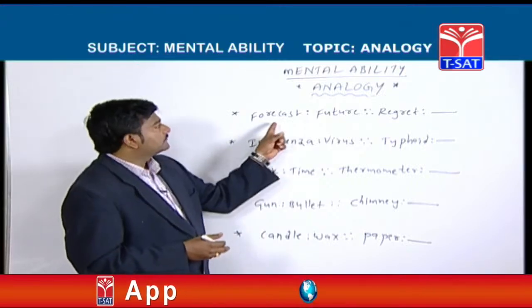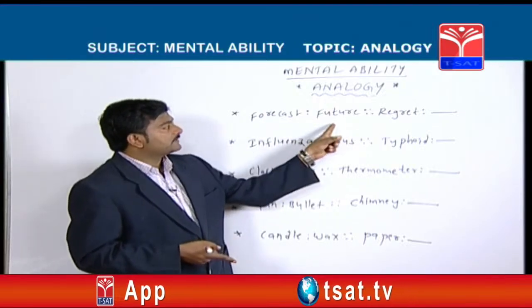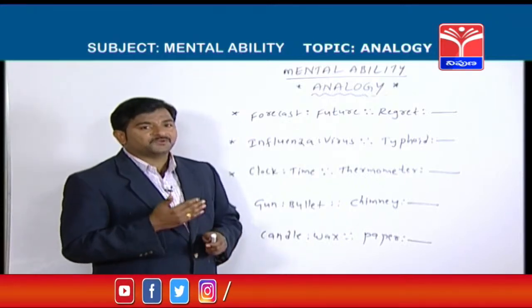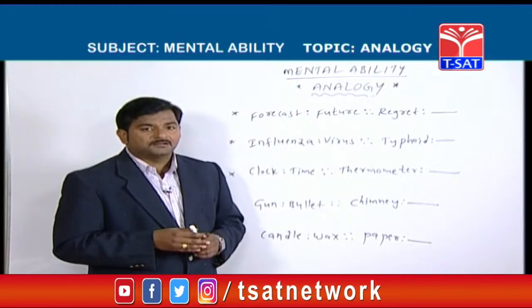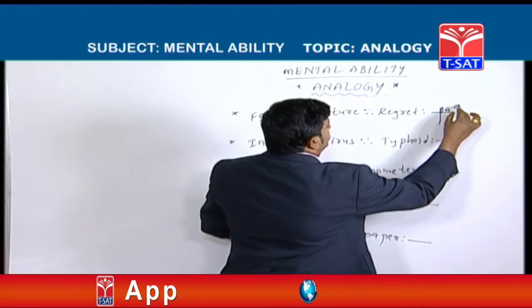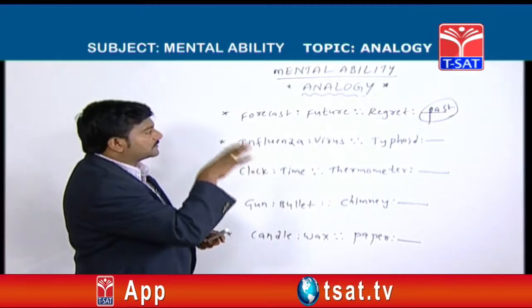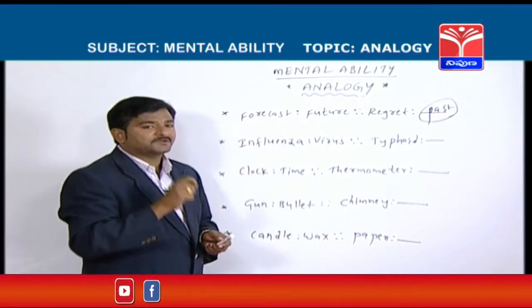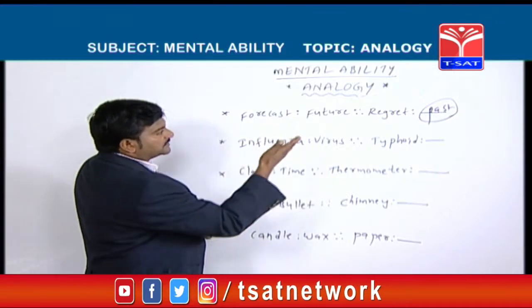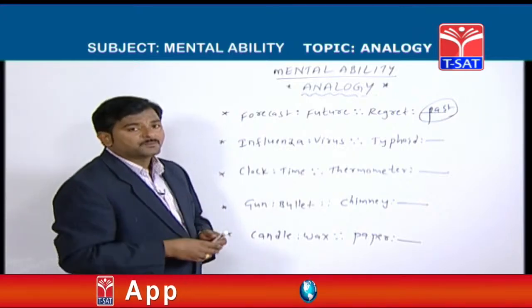Now observe here, forecast. I told you just now, but once again: forecast, future; regret, dash. Usually forecast is for future actions. Similarly, regret is only for past actions. I need not stress on this because I already told you at the starting part of the chapter. But I list it out here also. Forecast is for future actions, regret is for past actions. గడిచిపోయిన దానికి విచారం వ్యక్తం చేస్తూ ఉంటాం. Regret means ఆ విచారం వ్యక్తం చేయడం. It is for only past actions.